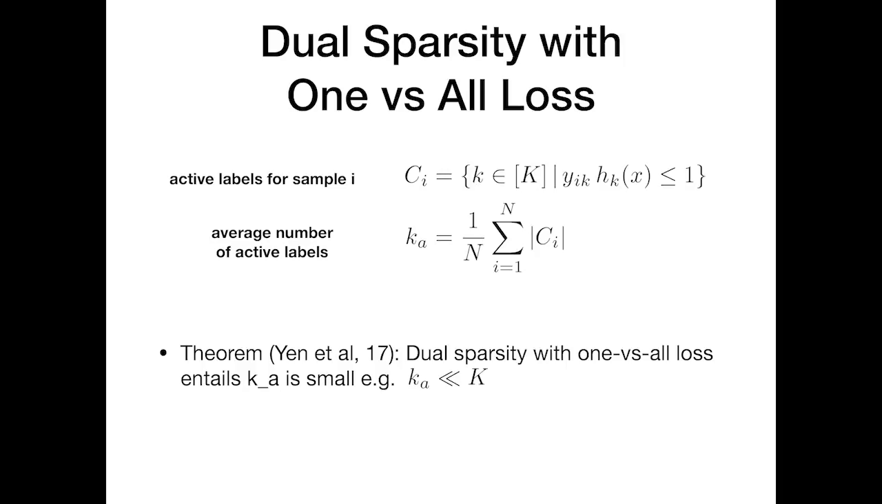And so you can then average the number of active labels across the samples, and let's call that Ka. It's the average of all these Ci's over the n samples. What you can show is that dual sparsity with the one versus all loss entails that Ka is small. The average number of active labels is small. In particular, I can assume that it's much smaller than K, possibly a constant. You may say, okay, this seems a little more confusing than MCL sparsity, because why should I imagine that the active labels per sample is small?